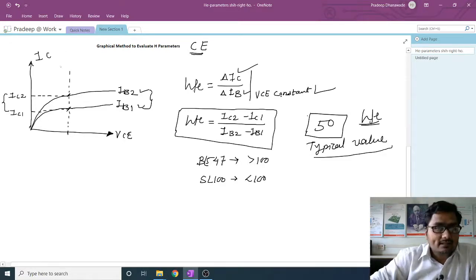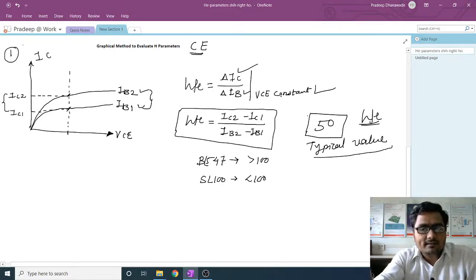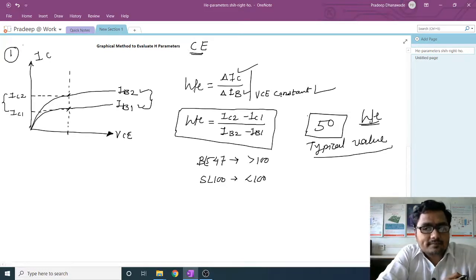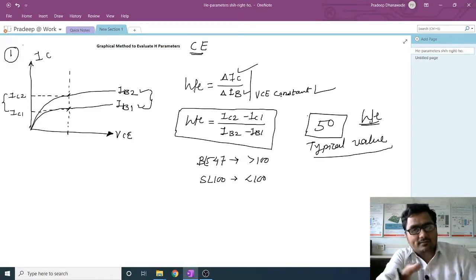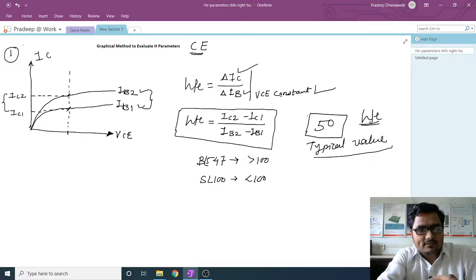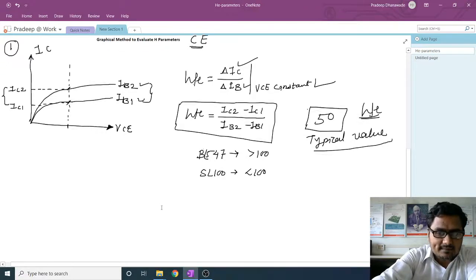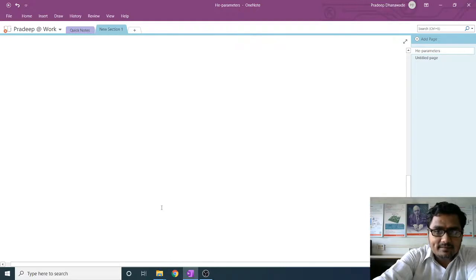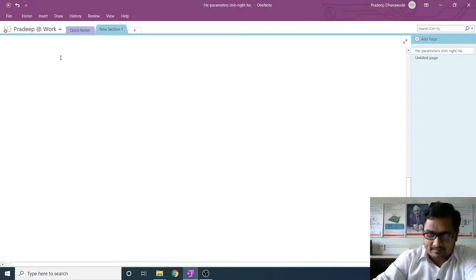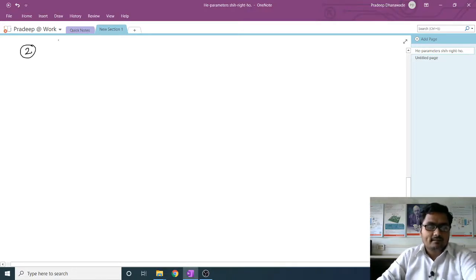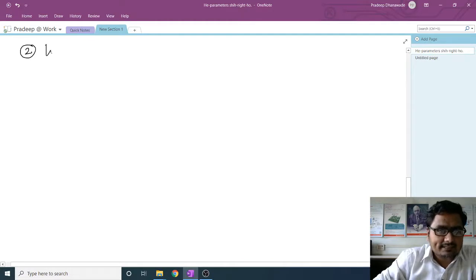So this is the first H parameter that I can evaluate with the help of output characteristics. And see, it's not that I can get all the H parameters from output characteristics. No. One parameter I got from output characteristics. Now the next parameter I will get from input characteristics. So let me write number 2. Now second, I will find HIE.